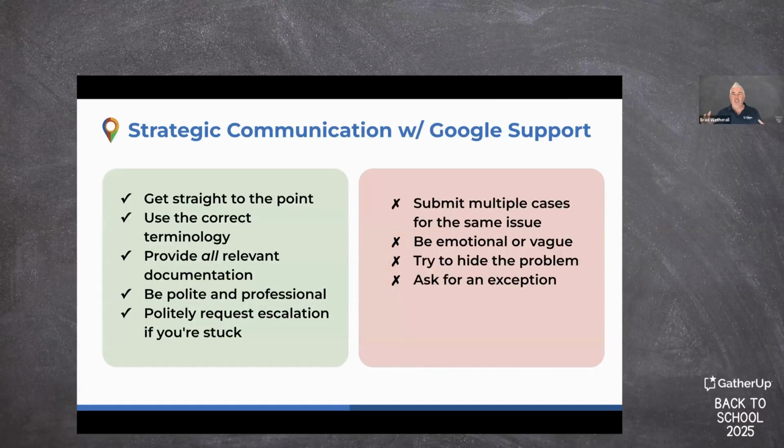And so for here, it's really just about getting straight to the point, using the appropriate and correct terminology, providing all the relevant information, being polite and professional. And if you need to escalate, that's okay. You can request escalation. When I left Google, we were operating out of about 10 call center locations. And each call center location had level 1 and level 2 support staff locally in those regions, right? And we have that many call centers strategically for language support, right?